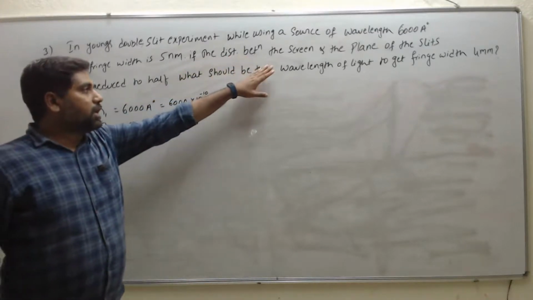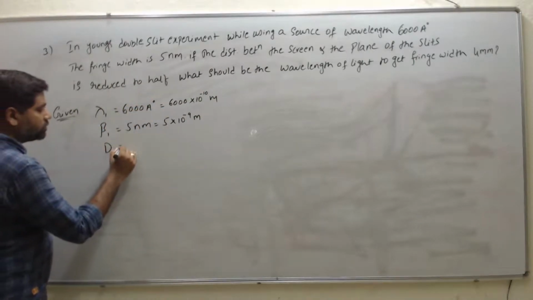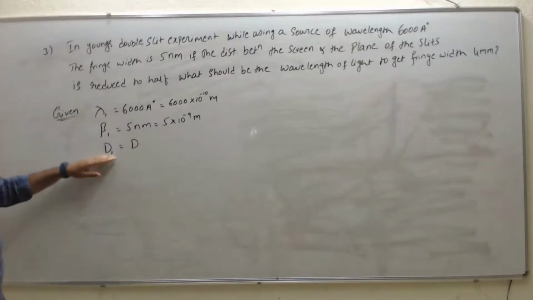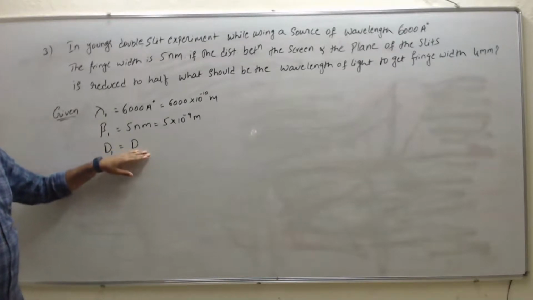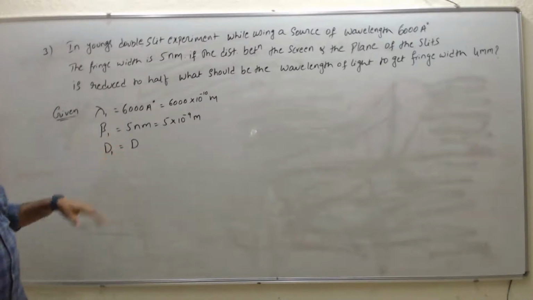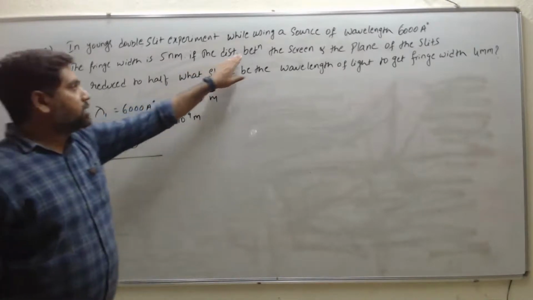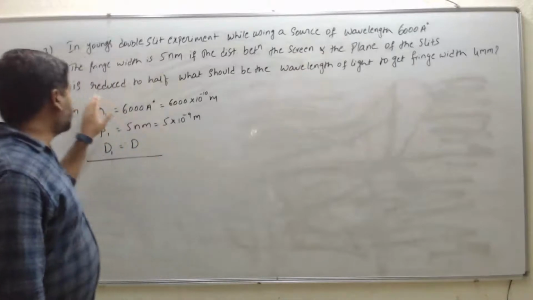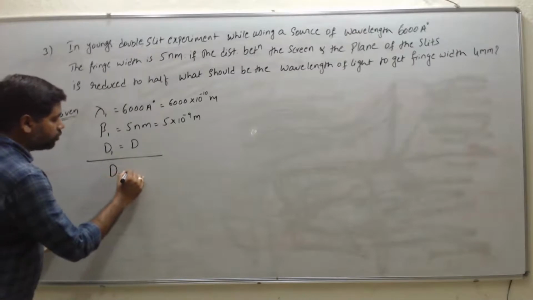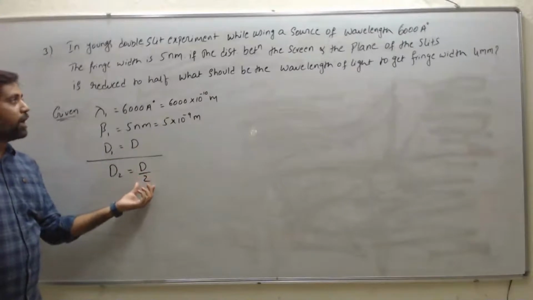If the distance between the screen and the plane of the slits is reduced to half, here also they didn't mention the distance between the screen and the slit. That is, we are considering D1 as D. So here we have two cases. Next, in the second case, the distance between the screen and the plane of the slits is reduced to half, that is D2 equals D by 2. Initially it is D, then it is reduced to D by 2.